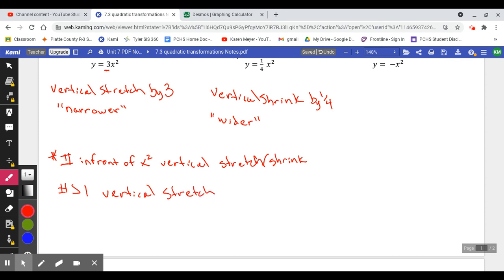Okay, if the number is more than 0, but less than 1, so a decimal or a fraction that's between 0 and 1, that's what we're going to call a vertical shrink.